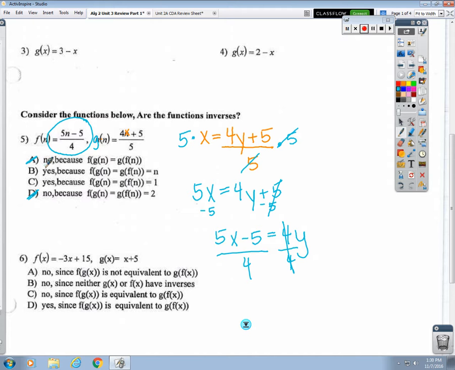Okay, so this one says yes because f of g of n equals g of f of n, which equals n. What this says in English is, if you take the g function and plug it into the f function, your result is going to be n. If you take the f function and plug it into the g function, your result is going to be n. So let's look and just watch. You don't worry about writing it down, just watch.